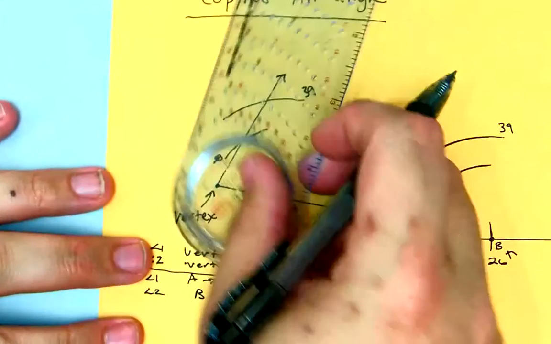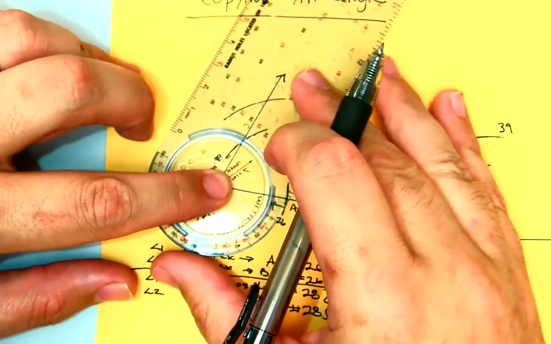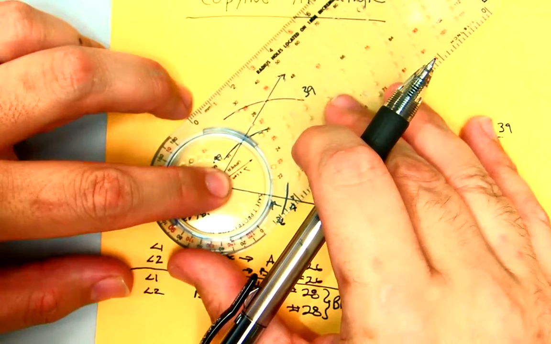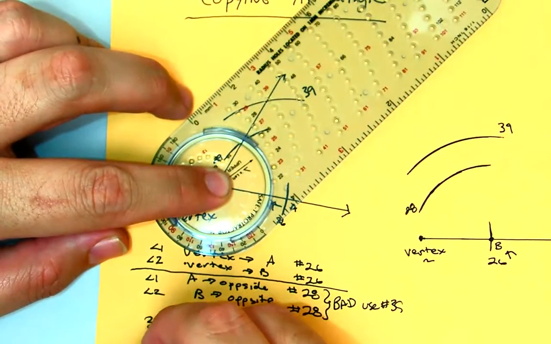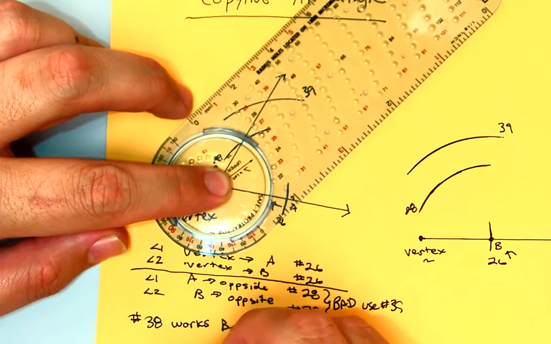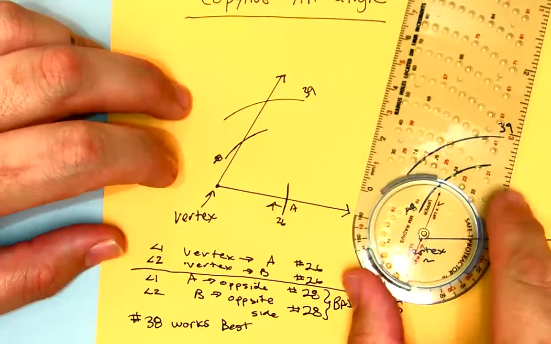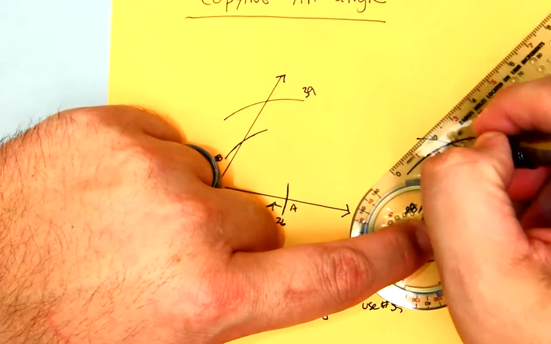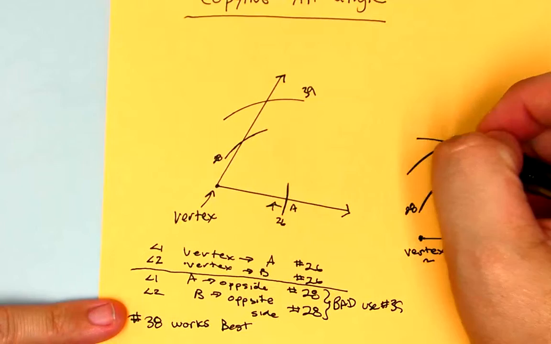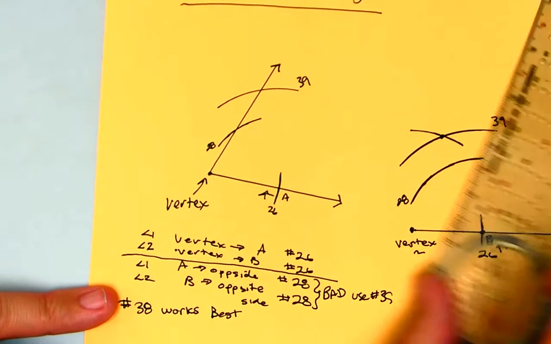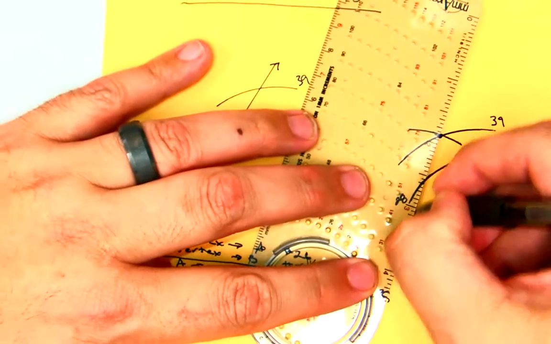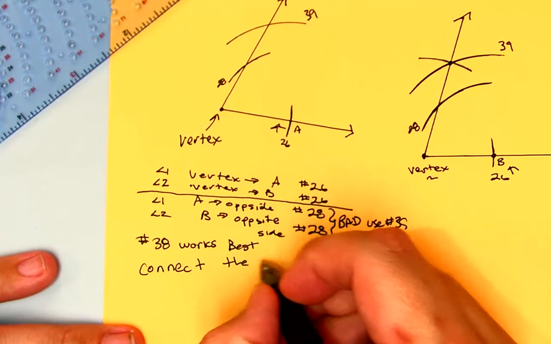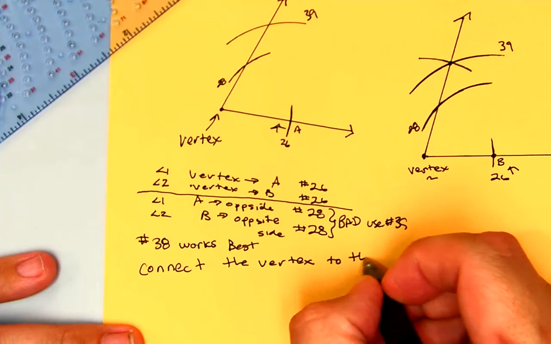Now here I'm going to go to the vertex, and I'm going to find the point that fits best. 39 is good, but 38 is better. So what I'm going to do is I'm going to go to the vertex here, and I'm going to use the 38, and I'm going to draw an arc here, and now I have an intersection. What do you think I'm going to do with the intersection? I'm going to connect the vertex to the intersection.